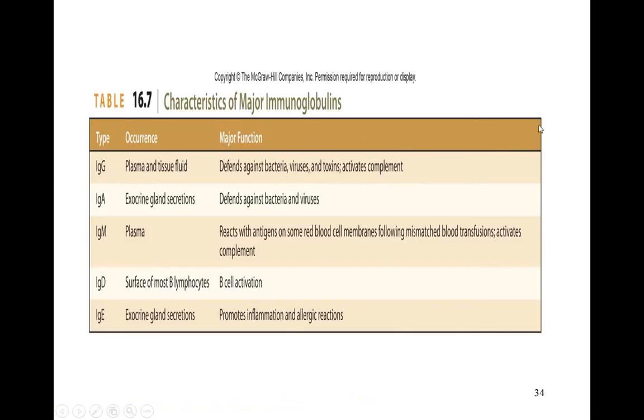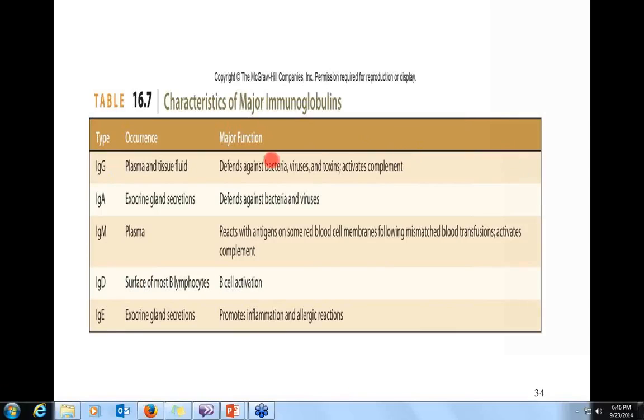These are the 5 classes. You have IgG. Ig is immunoglobulin. G is just the type. IgA, IgM, IgD, and IgE. These are listed from the most abundant antibody or immunoglobulin to the least abundant.